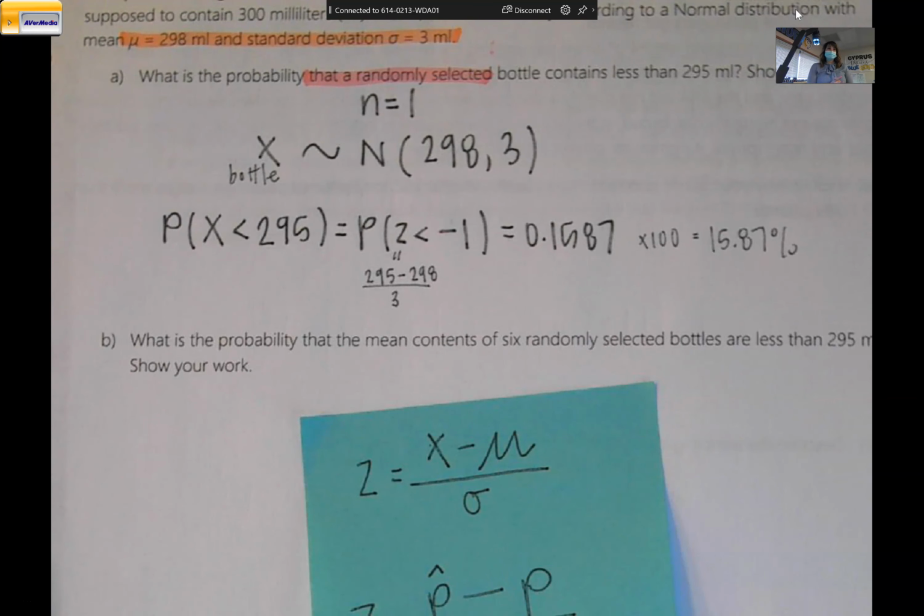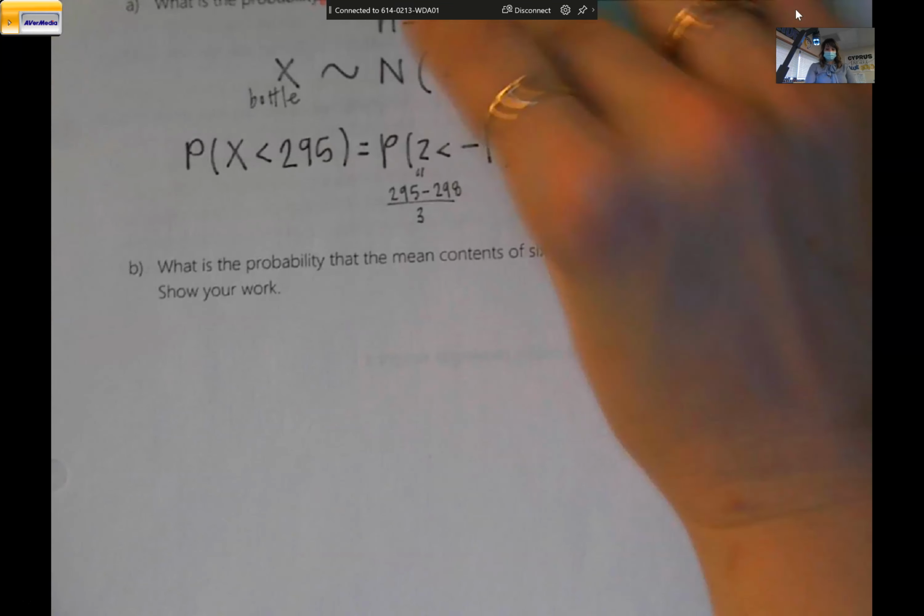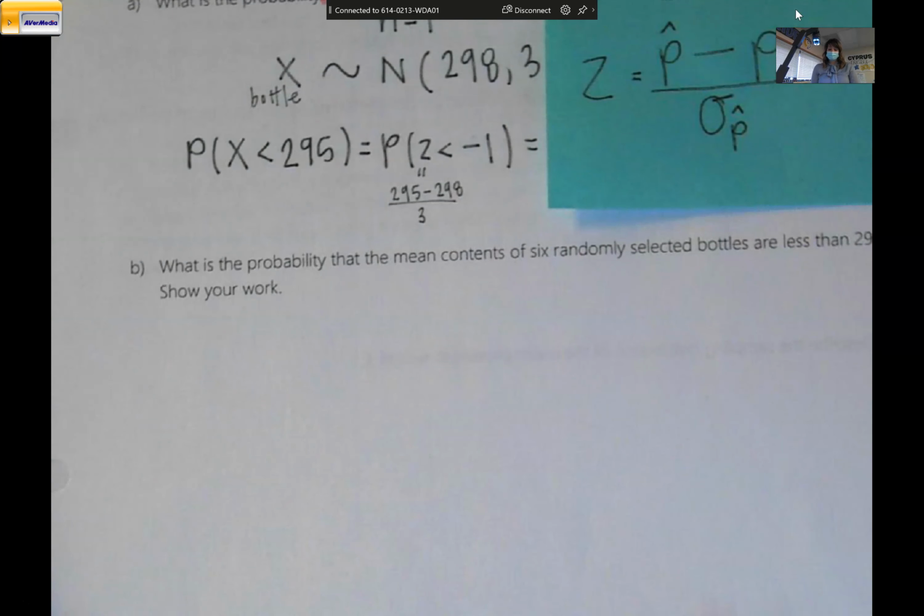We're okay on that? If we wanted to write out the probability, we would have to say the probability that a randomly selected bottle contains less than 295 milliliters is 15.87%. Do we want to write that out? I don't feel like I want to write that out. I'm going to skip that part. I'll write it out on the next one.